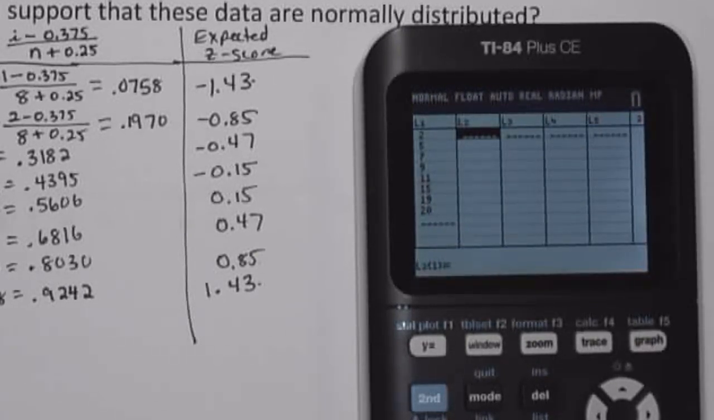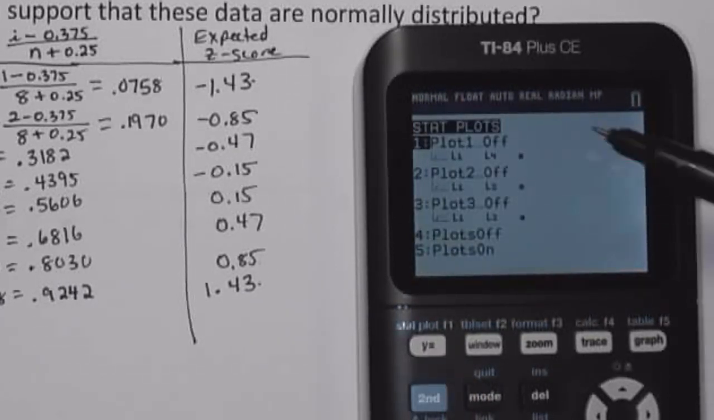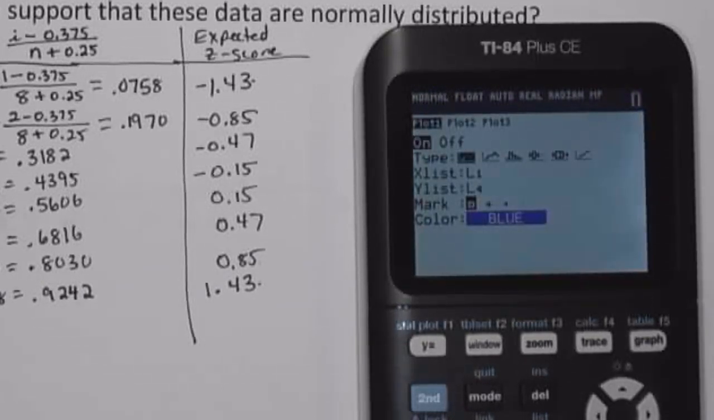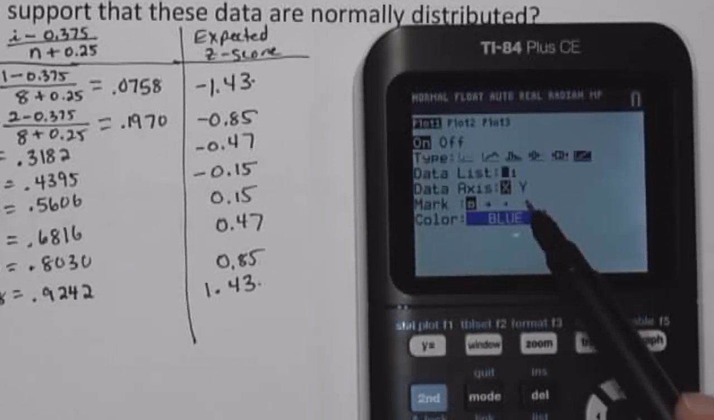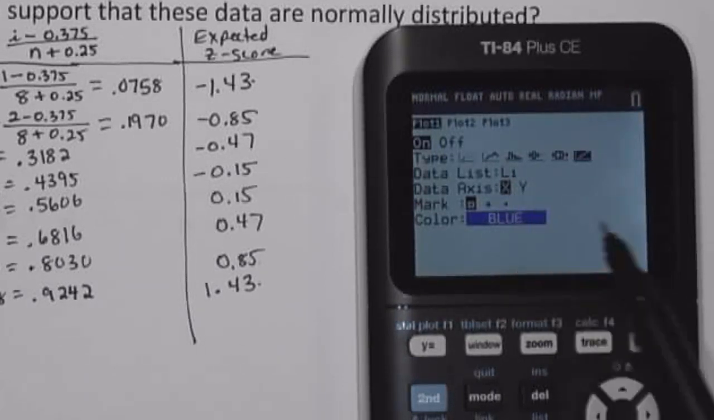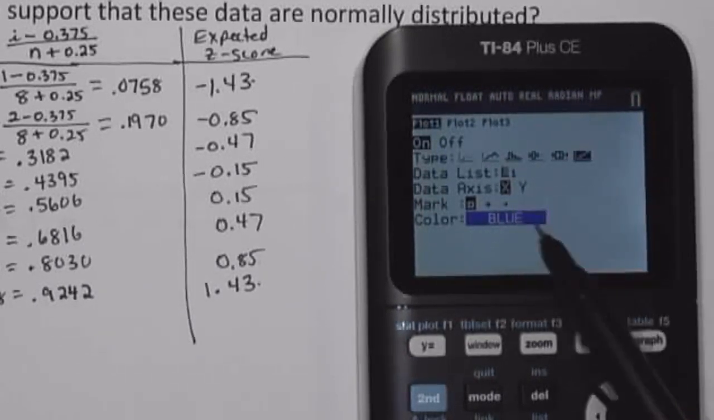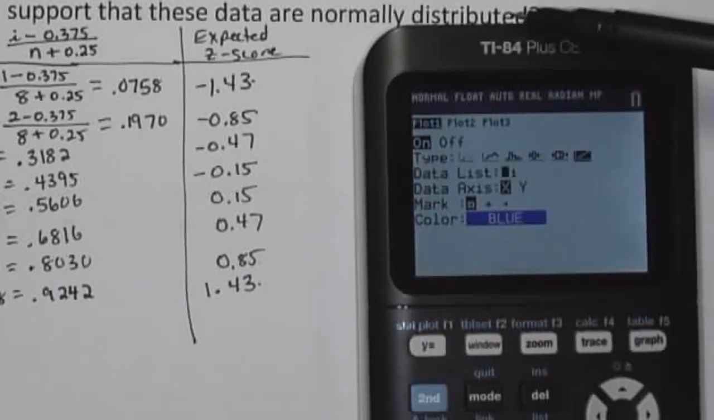Now our calculator can do a normal probability plot, but what it can't do is tell us the correlation coefficient. Okay? So let me discuss this. If I go to Second and Stat Plot, I'm going to choose a plot and turn it on. Now this last icon, the one farthest to the right, is a normal probability plot. Okay? So I have to tell the calculator that I want to do a normal probability plot, so I've chosen that icon. My data is in list 1. Okay? Now the data axis, when we create our normal probability plot, we can put the data along the x-axis, and if we put the data along the x-axis, then the expected z-scores go along the y-axis.